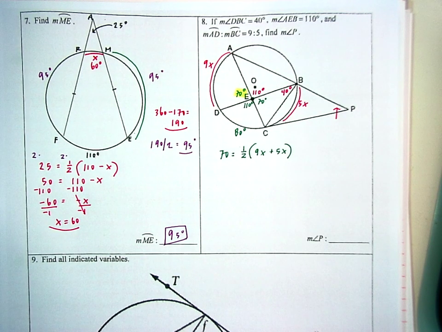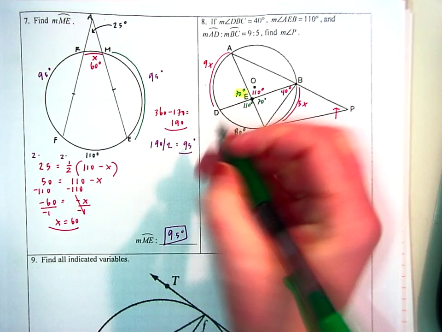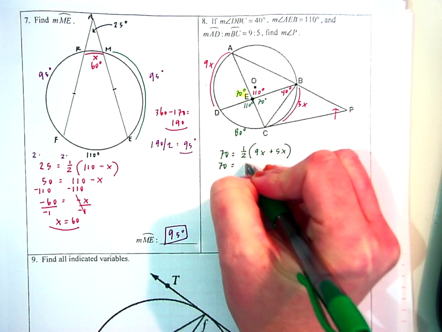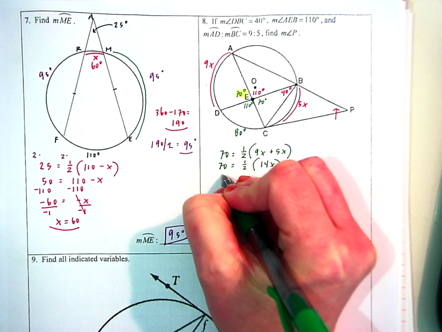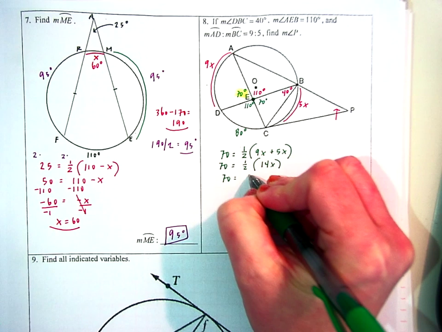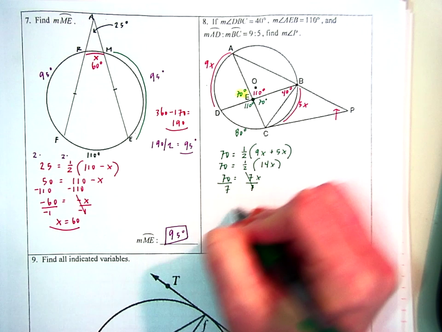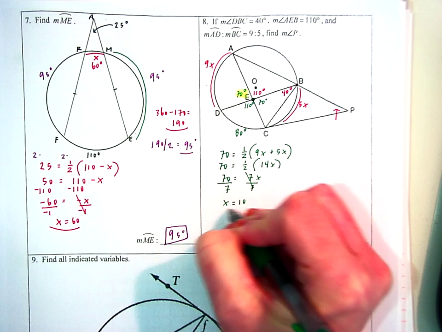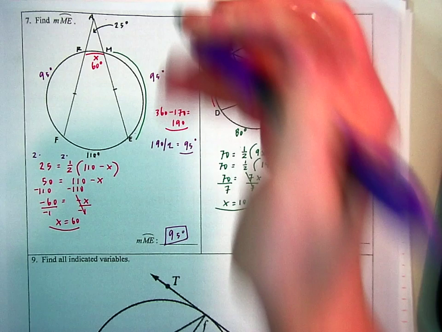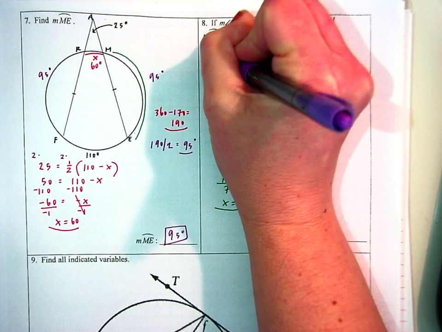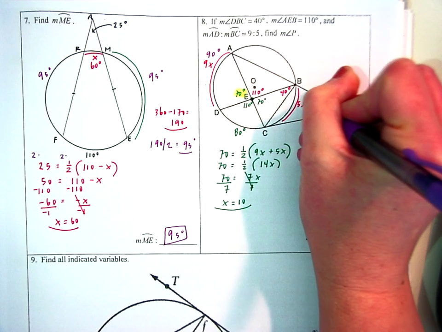Once I have x, that will lead me to these 2 arc measures. So right now I have 70 is equal to 1/2 of 14x. So 70 is equal to 7x. Divide by 7, and I get that x is 10. Okay, so that was super helpful because now I know that this arc measure is really 9 times 10, so 90 degrees. And this arc measure is 5 times 10, so 50 degrees.